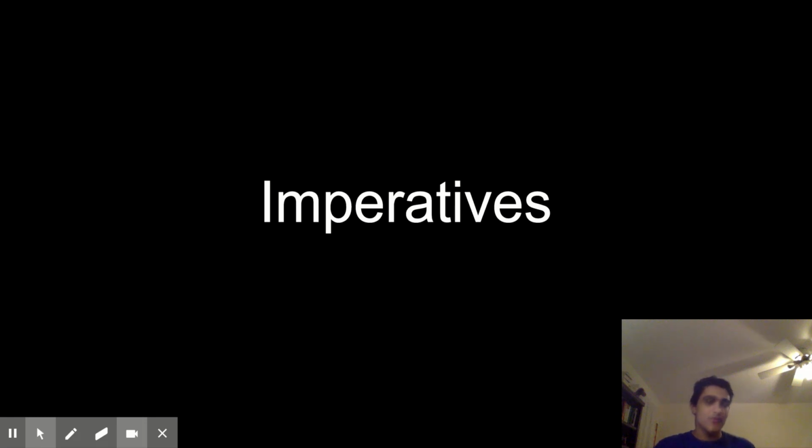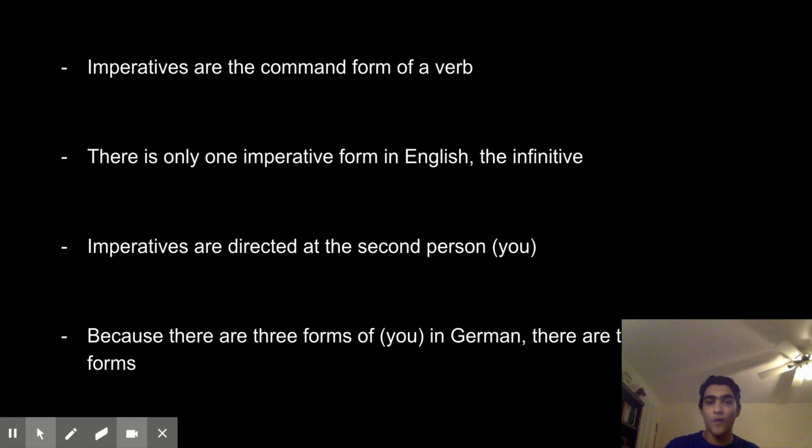And you obviously say those things are common, but German imperatives are more complicated because in German there are three forms of you. Sorry, you can't see the end of that slide, the last bullet, but there are three forms of you in German, and that's because there are three ways of addressing someone in German. So when you conjugate an imperative, there are three forms of them, and that's important.